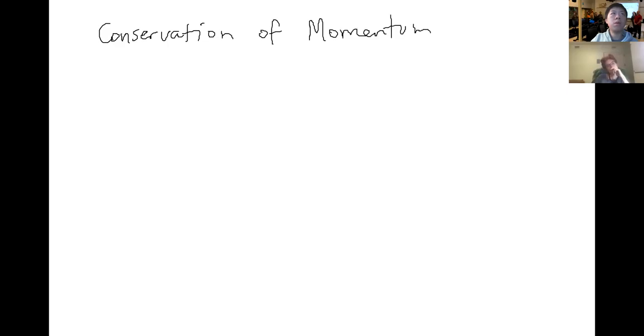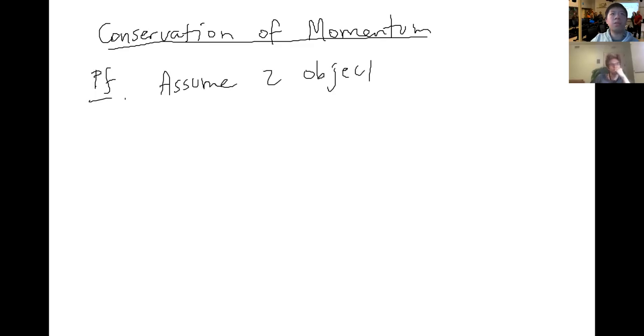Right, so I'm going to prove the conservation of momentum. And this is really a simple kind of proof. Okay, so for this, we're just going to assume that there are two objects that are interacting with each other, right? Assume two objects that interact somehow.